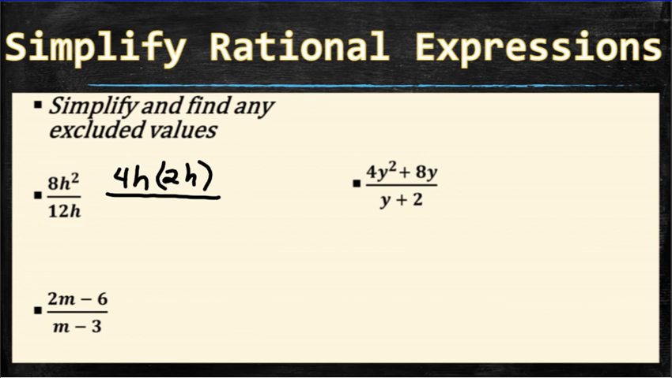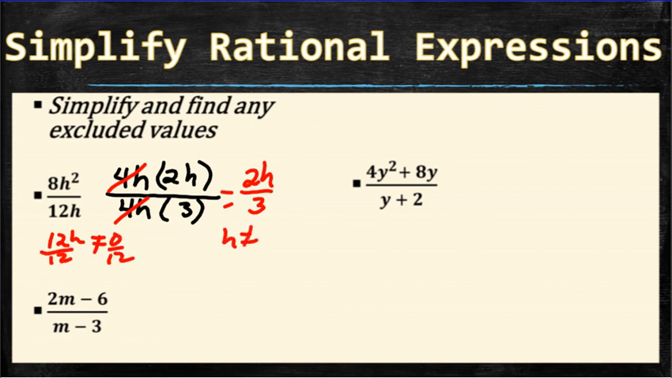And then at the bottom, I can take a 4h out, and that leaves me with 3 left over. And I can check: 4h times 3 is 12h, 4h times 2h is 8h squared. The 4h's cancel out in the numerator and denominator, so I'm left with 2h over 3. And then I look, what can h not equal? Since that is multiplication, I know 12h cannot equal 0. If I divide by 12, h cannot equal 0. So this would be my answer.